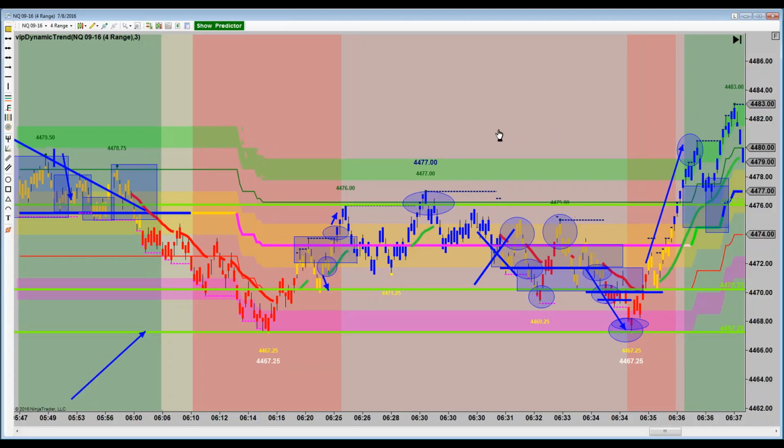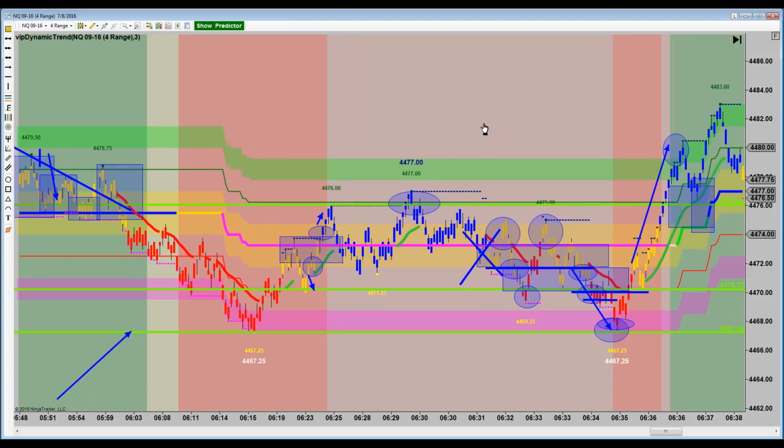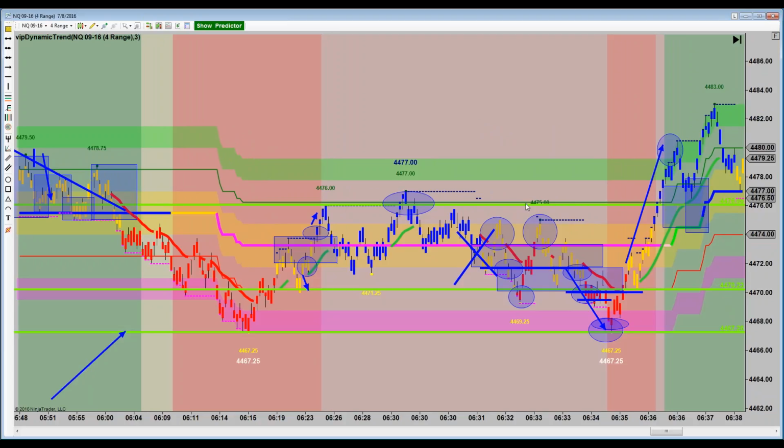All right, so let's look at what happens. We're pulling back, and where are these bars right now? Right here. Now, as you're observing this, I do want to make a point. This is a fluid market. It's not a static market. The market just doesn't sit there and wait for you to think about what you're going to do.